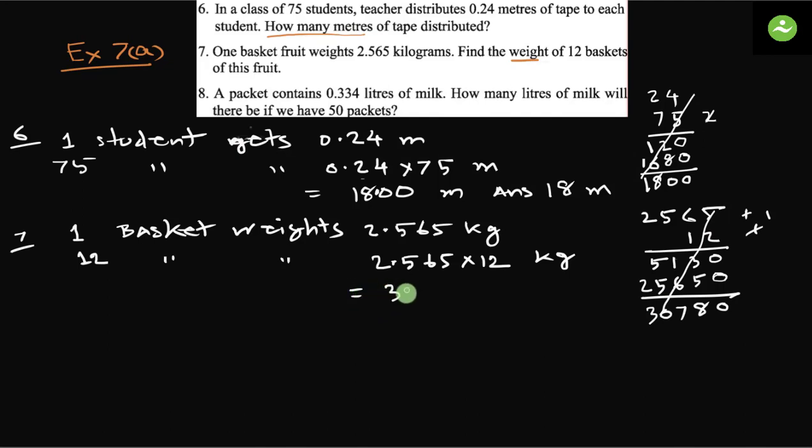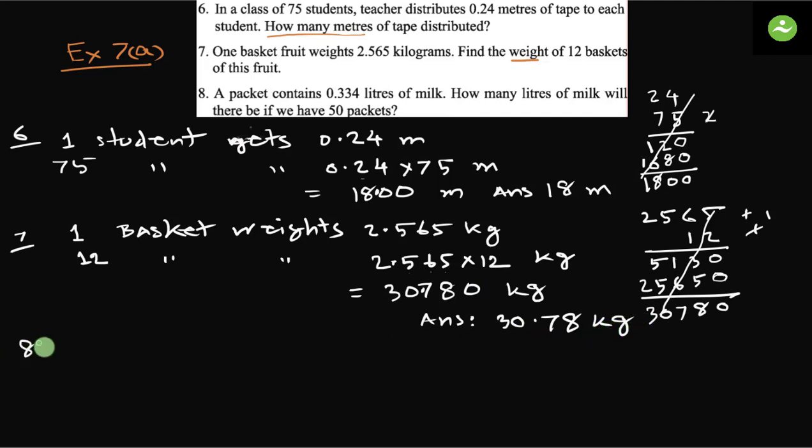Equals 30780. Now look at the decimal fraction and count how many digits after the decimal point. 1, 2, 3. The decimal point was placed before 3 digits. So we place the decimal point before 3 digits. Means 30.780 kilogram. The answer should be 30.78. This 0 has no value on the right side of a decimal fraction. So we put 30.78 kilogram.